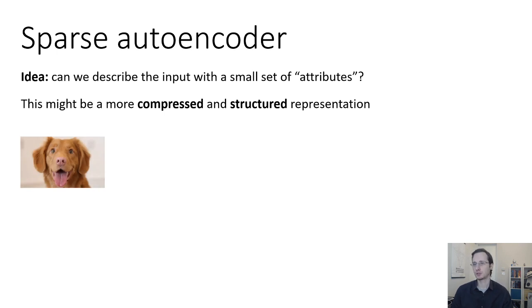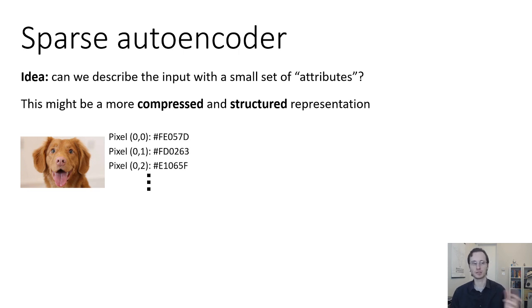if you have a description of an image that is like, pixel 00 has this color, pixel 01 has this color, pixel 02 has that color, etc. This description of an image is complete in the sense that it is sufficient to fully build out the image, but it is not very structured. It's not very interpretable, and therefore it's probably not very useful for downstream classification.